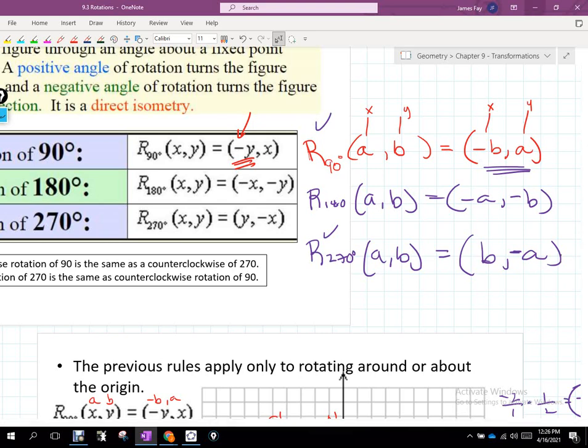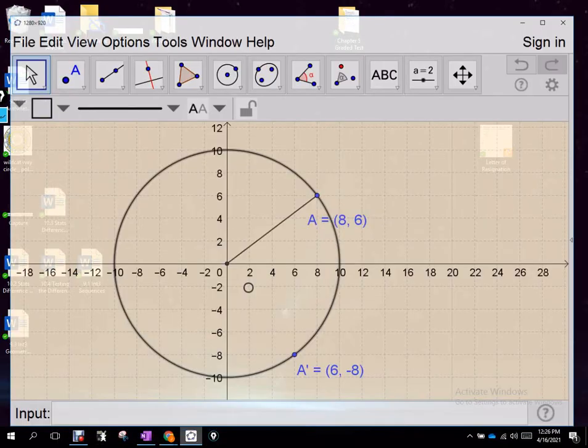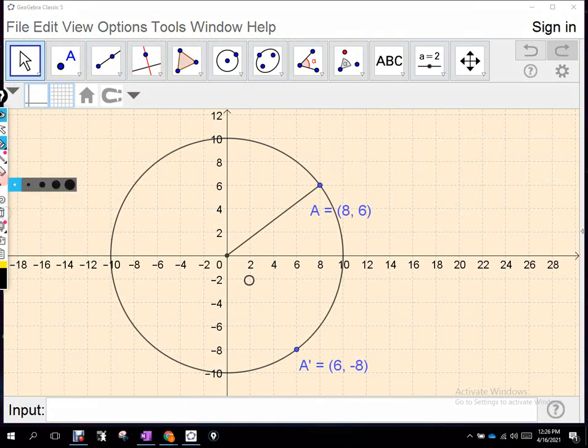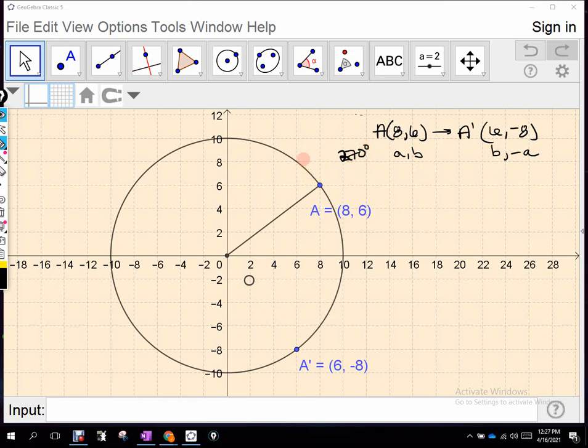Okay. But here's my question real quick. If I go to this here, we just said that if we take A as the pre-image, which was 8, 6, and A prime then becomes 6, negative 8. That is if I start with A comma B, it turns into B comma negative A, right? That's a 270 degree rotation counterclockwise. Okay.